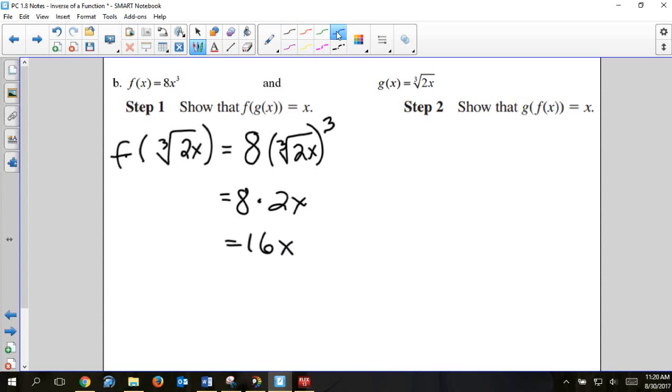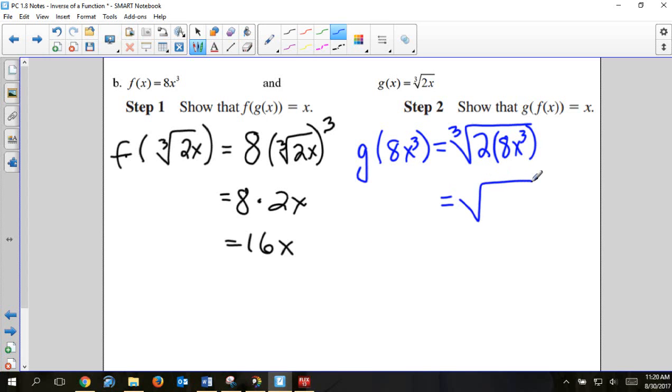Good practice. We'll do g of f of x, which is 8x cubed. So we're going to put that into the g. So I have the cube root of 2 times the parentheses 8x cubed. So wherever the x was, that became the 8x cubed. The 2 is still out there. And we can simplify that. That's going to be the cube root of 16x cubed.